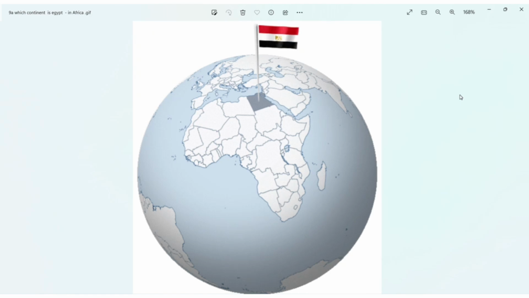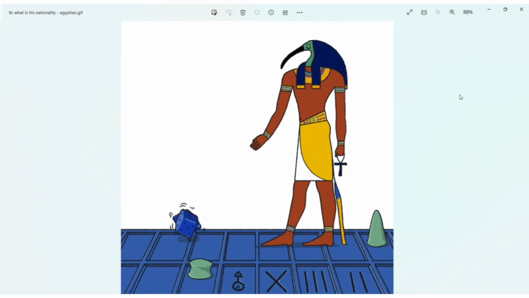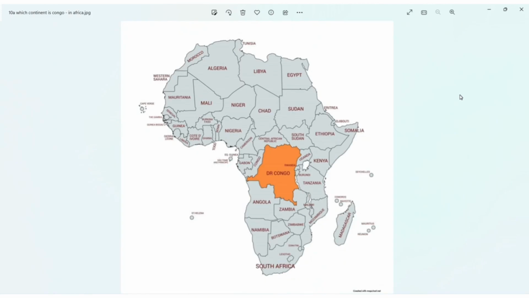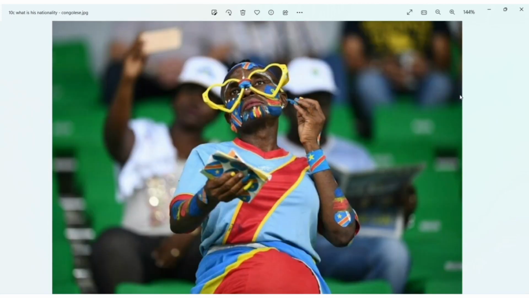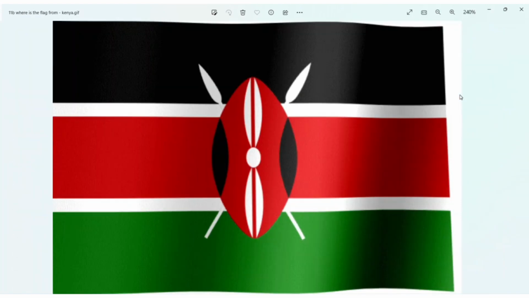So once we finish this, we can continue onwards and focus on the four countries which we'll be discussing. So like I said before, we have four countries in Africa representing, and we'll ask them, for example, where is the passport from, what is his nationality, what is the capital city of Egypt, who is he, what is his nationality, and so forth and so on.